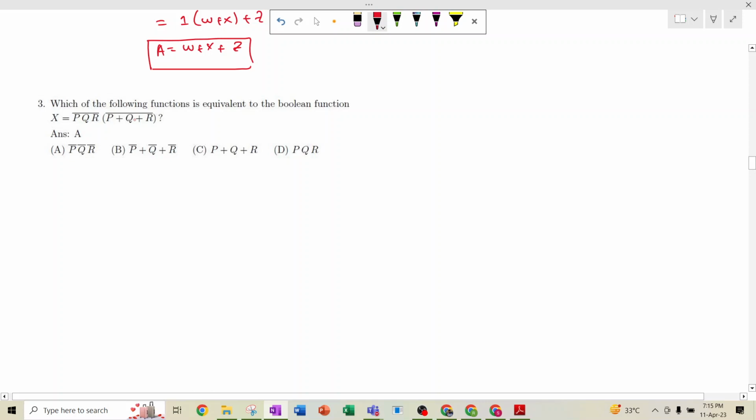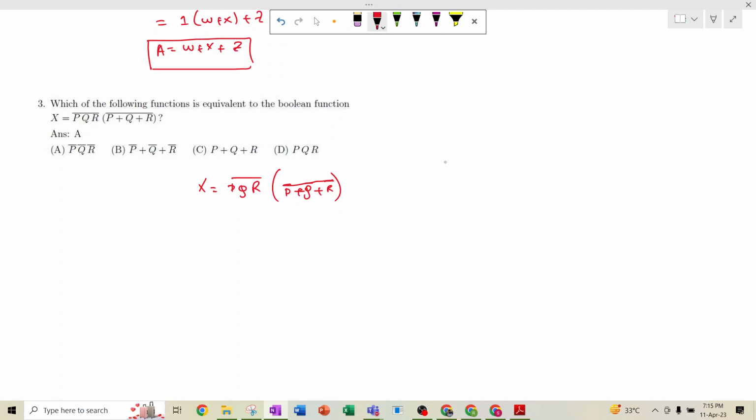Okay. The next problem. So the next problem is, which of the following functions is equivalent to the Boolean function this? Okay. So you have to simplify this Boolean function. So x is equal to (pqr) whole bar into (p bar plus q bar plus r bar). Okay. Sorry, pqr. Okay. So now we should use the De Morgan's law.